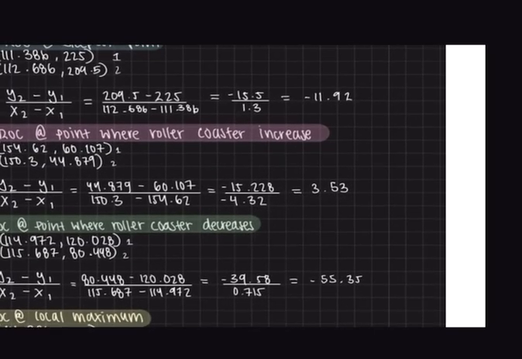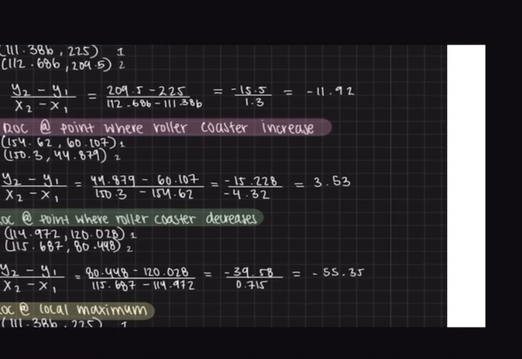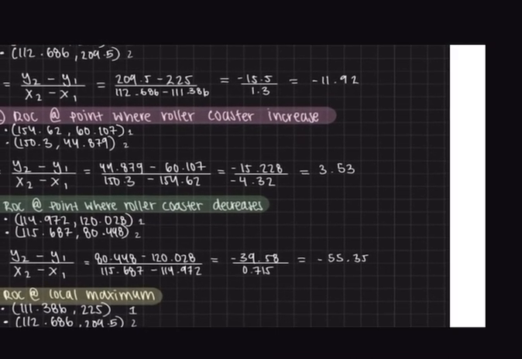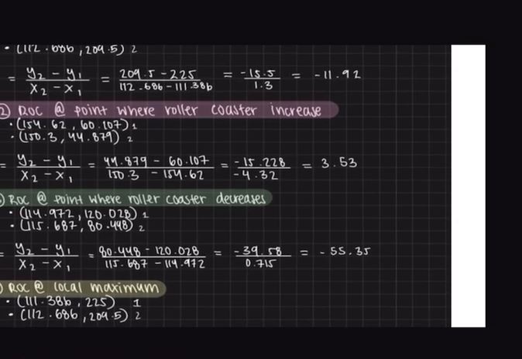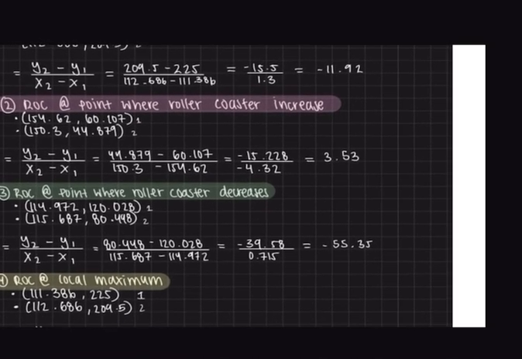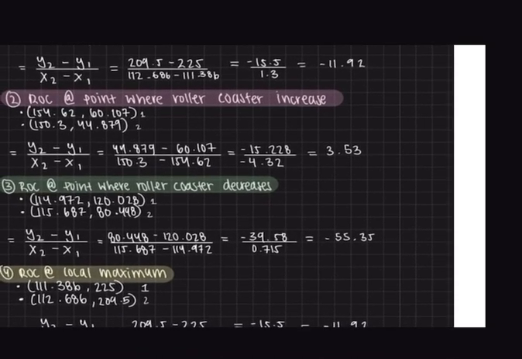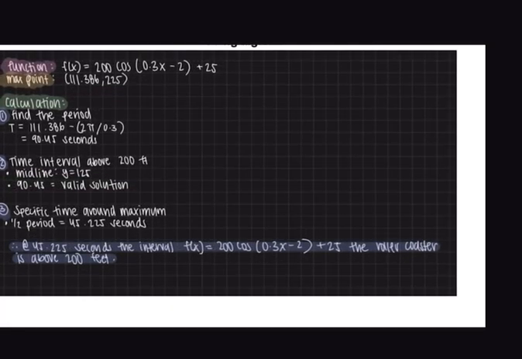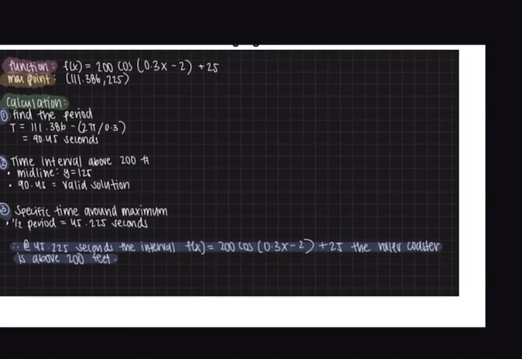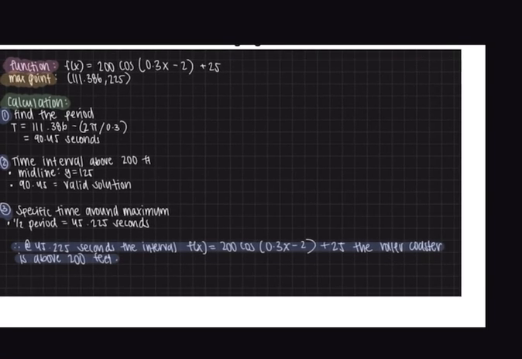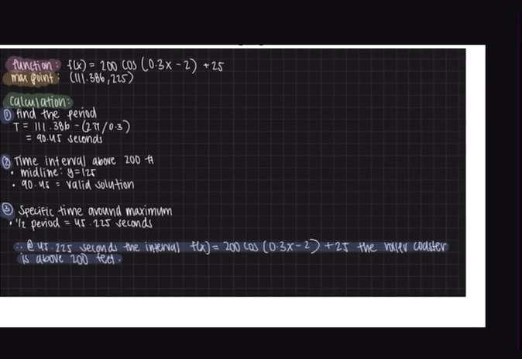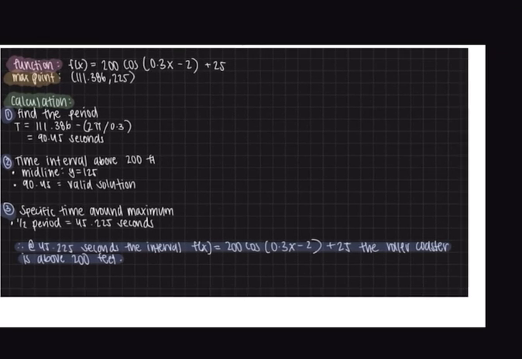Following this, I calculated the rate of change at 4 different points: at the steepest, the point where the roller coaster increases, where it decreases, and at the local maximum. I just used the slope formula for this. And then using algebraic calculations, I found one point in time where the roller coaster's height was above 200 feet, and I determined that at the given function, at 45.225 seconds, the height would be above 200 feet.